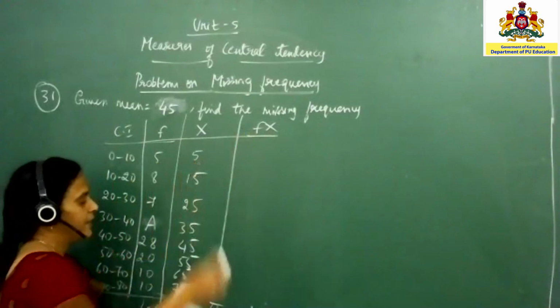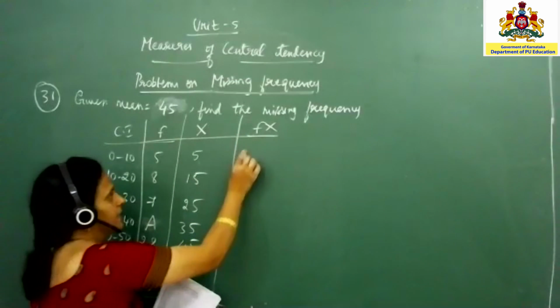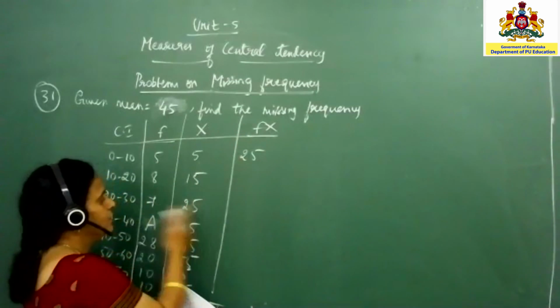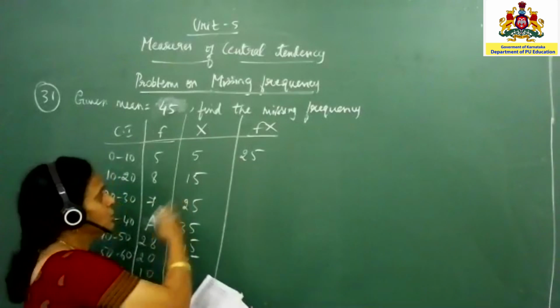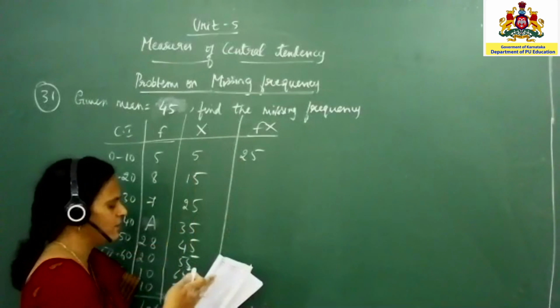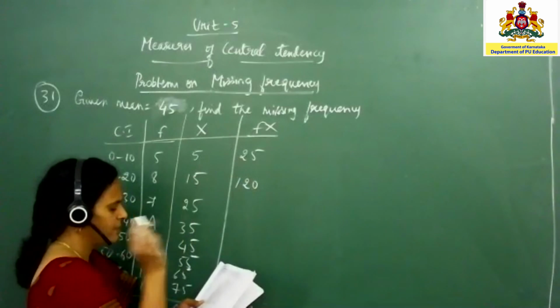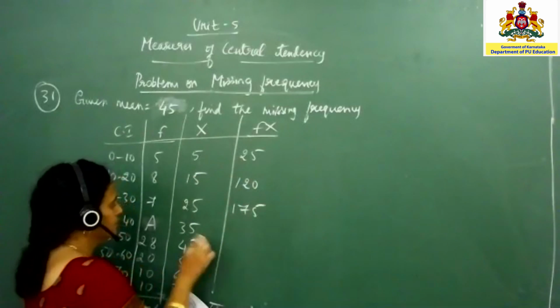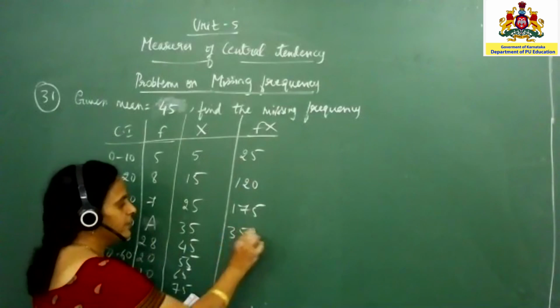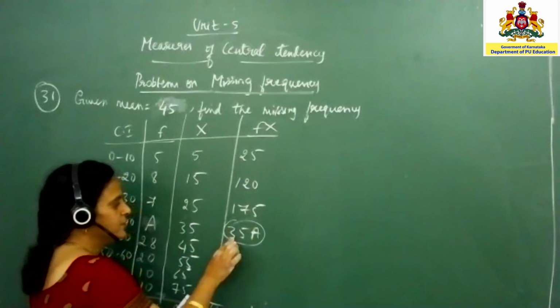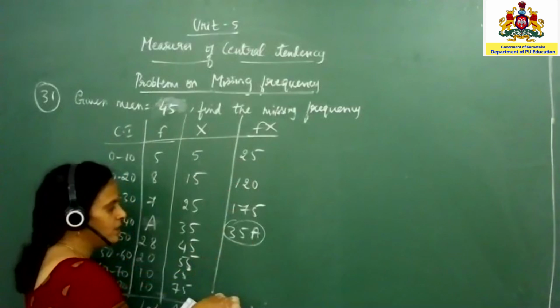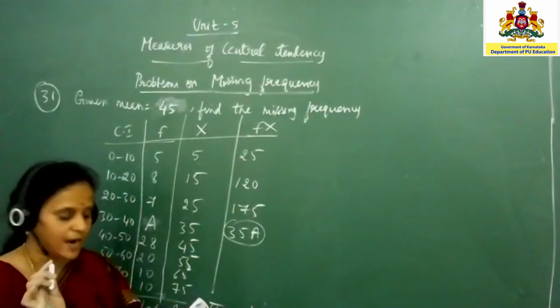Like 5 into 5, I'll be getting 25. I just write the values. 8 into 15, you have to multiply these two values. So once you multiply, the last column values will be 25 and 120 and 175 and here 35 into 8. So I had to write 35 here. I'll just round up such that this 35 I won't take whenever I'm just going to start with the addition.